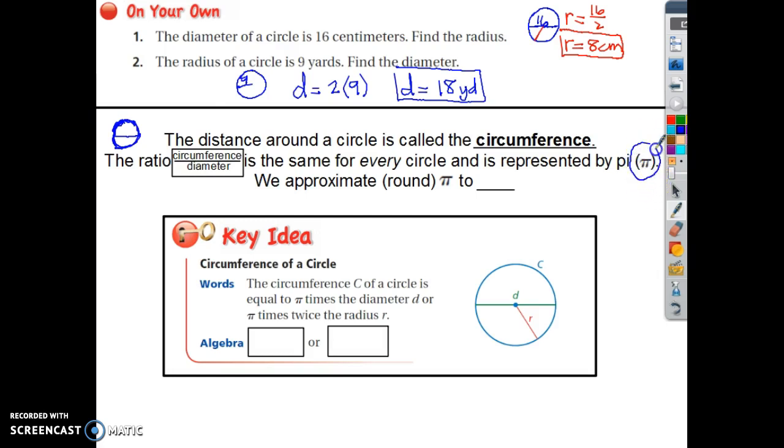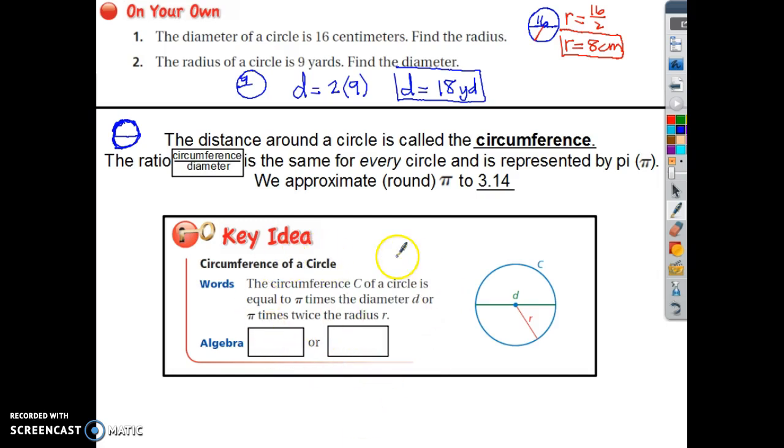And we use this little symbol here to denote that word pi. And the number that this equals is approximately 3.14. So pi is equal to approximately 3.14. It's not exact, but since this number pi goes on forever, it's an infinite decimal, we just round it for convenience.